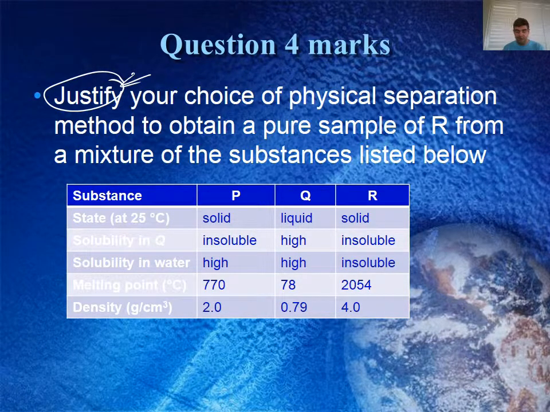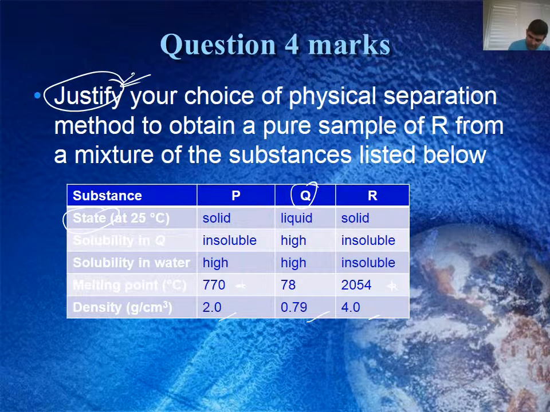Well, we have a lot of features of the 3 different materials here. We've got their state at 25 degrees. We've got their solubility in Q. We've got their solubility in water, their melting point, and their density. We can see some differences in density, and if they were all liquids, and they were immiscible, then that may work as a reasonable separation method. 2 of these have very high melting points. And so that too is not a particularly good one.